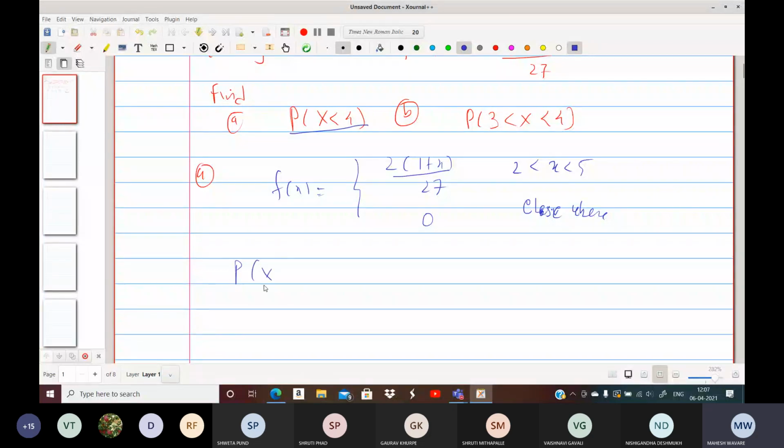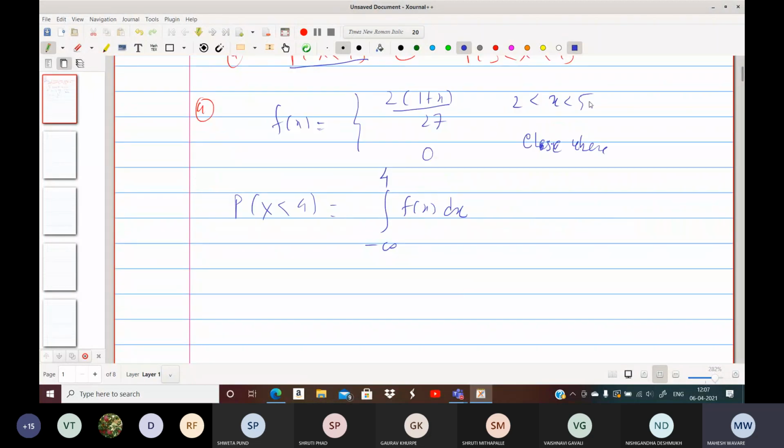The probability for x less than 4, as per the definition, is the integral from minus infinity to 4 of f of x dx. Now x has values only between 2 and 5, so you have to split this interval. It's better to write minus infinity to 2, where the function value is 0 because it is elsewhere, and 2 to 4, where the function value is this. The integration of 0 is 0, and now calculate the integration of this.